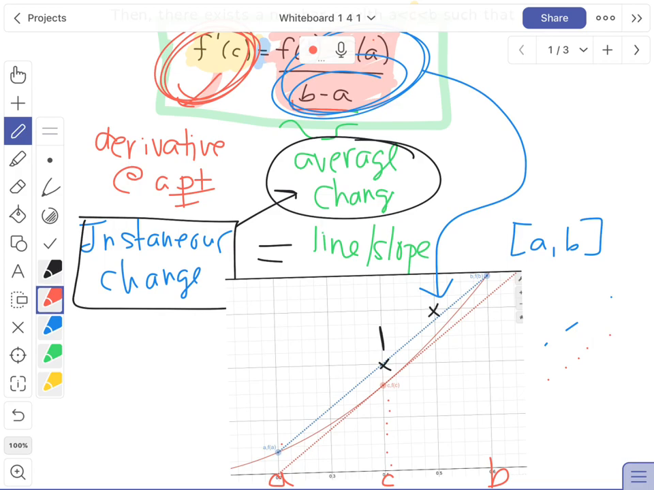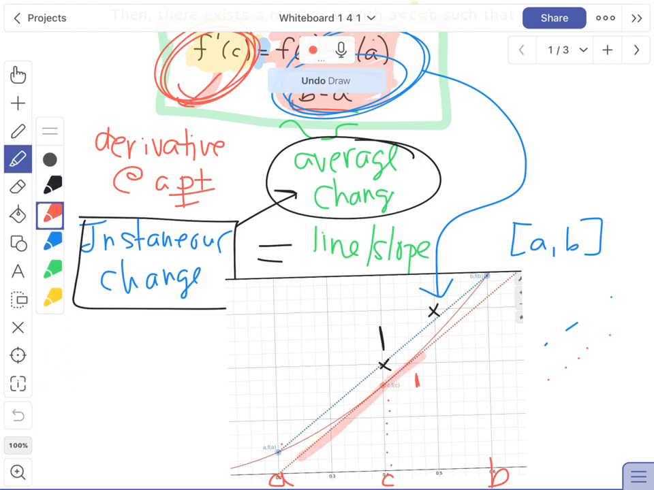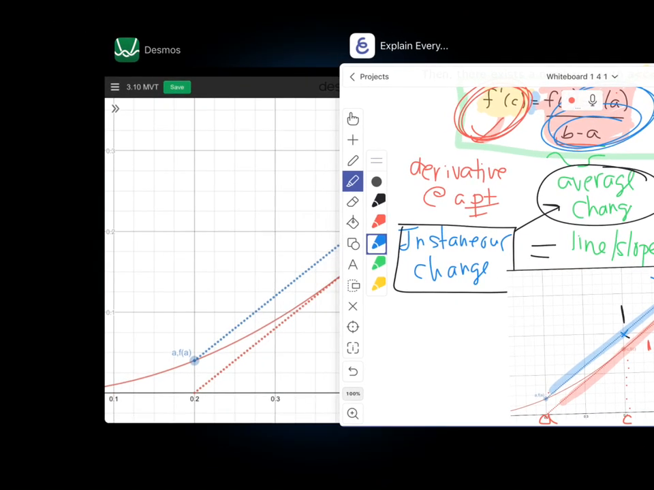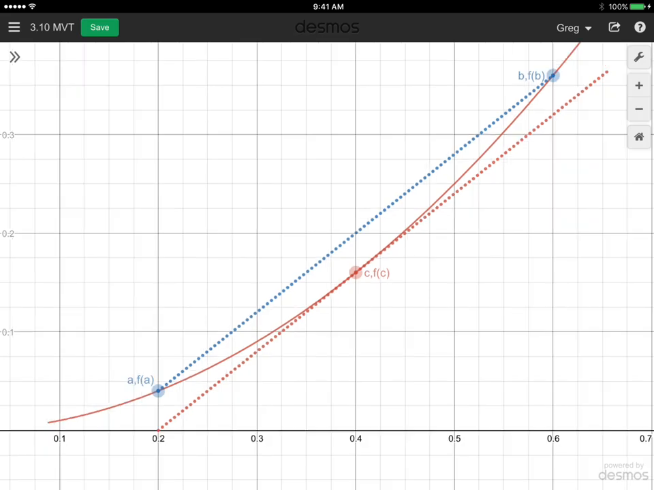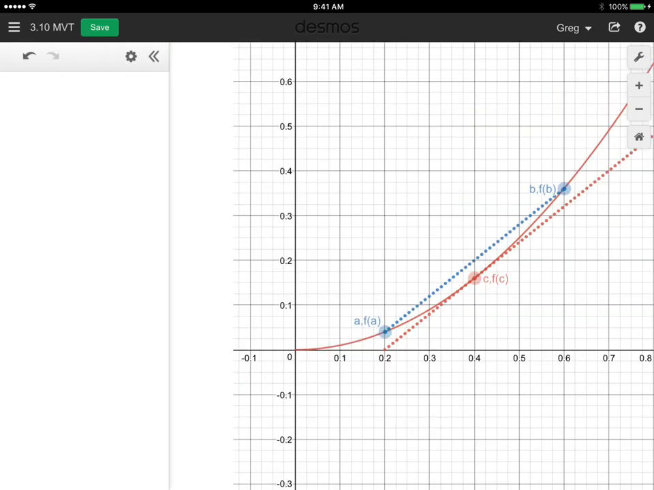So we can see that the slope of the red line would just be the same thing. So we found some point in that interval, A and B, where the instantaneous change was exactly the same as the average change. Now it's important to look at this: the theorem doesn't tell us where C is. It just tells us that it exists.